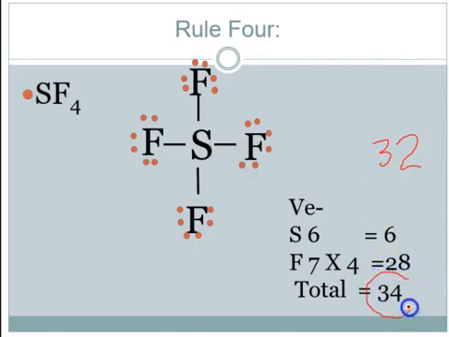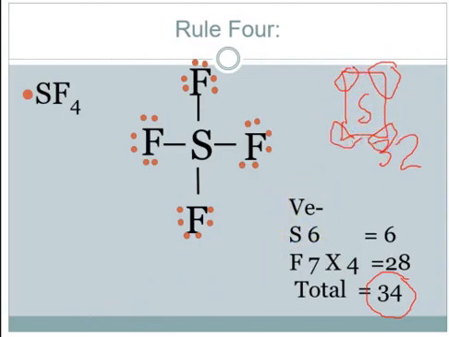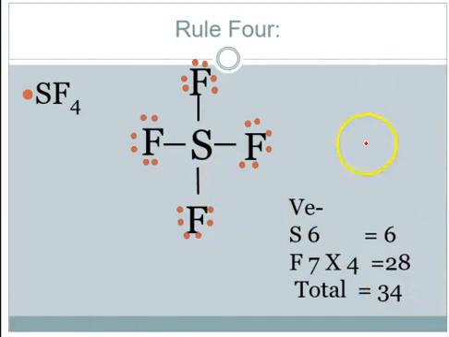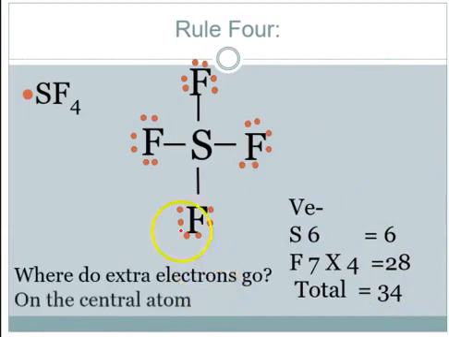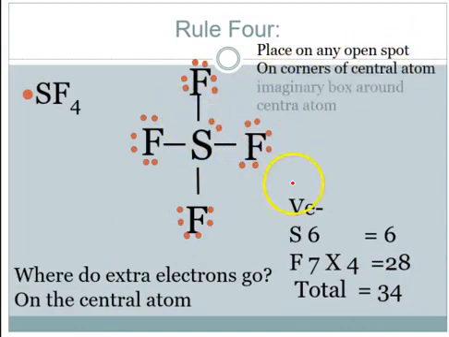You have to distribute all 34 of your electrons. Remember, the rule said if you had extra electrons, distribute them on your central atom, and you could pick any of the 4 corners that are available on this molecule. So I had said 32, so the extra electrons go on the central atom. 33, 34. So now I've used up all 34 electrons. You place them on any open spot on the corners of your central atom. There's kind of an imaginary box around the central atom, and you put the electrons on any one of the 4 corners of this imaginary box.